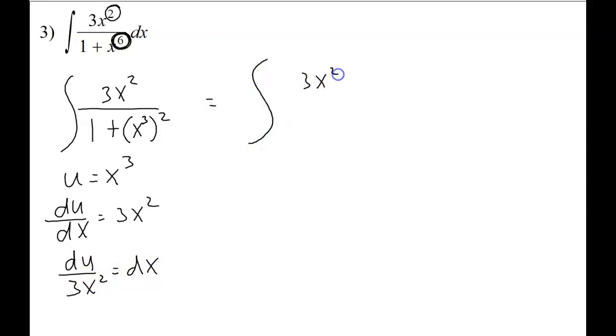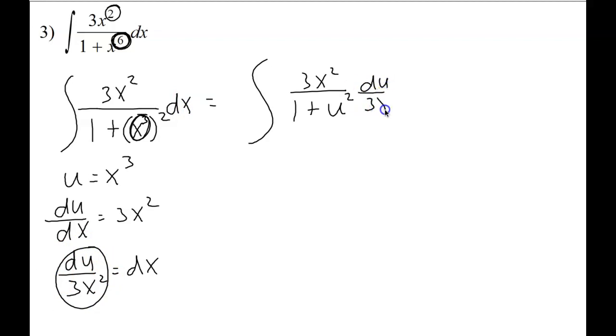So the 3x squared is going to stay here. The 1 plus, so we're going to replace this x cubed with a u. So now we have u squared, and there's supposed to be a dx here, my bad. And we're going to replace the dx with du over 3x squared, and the 3x squareds cancel out, and we're left with 1 over 1 plus u squared du. And now that's a much cleaner looking arctangent problem.